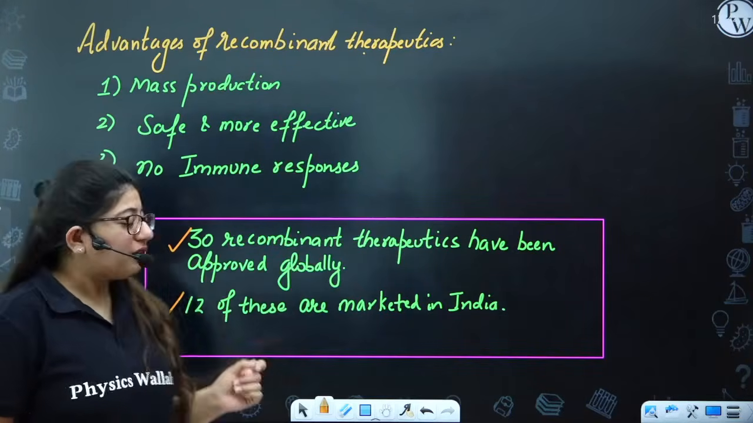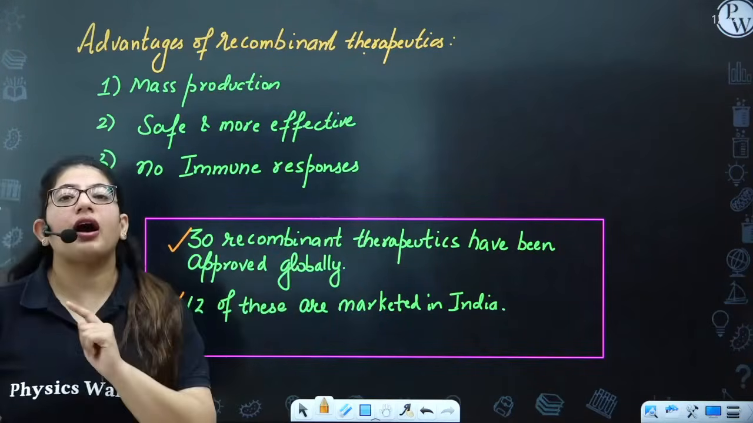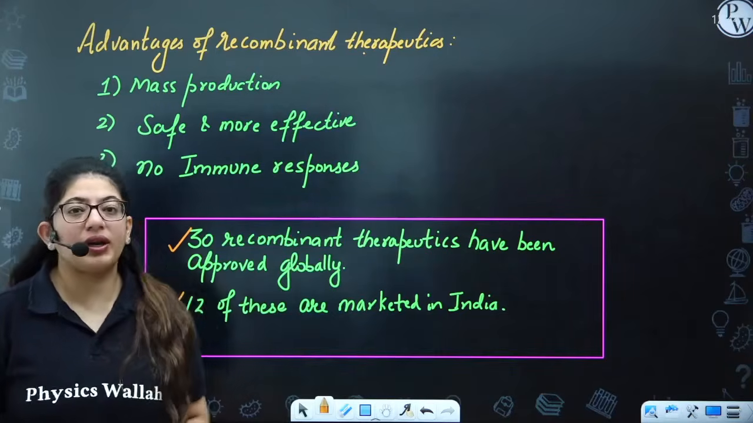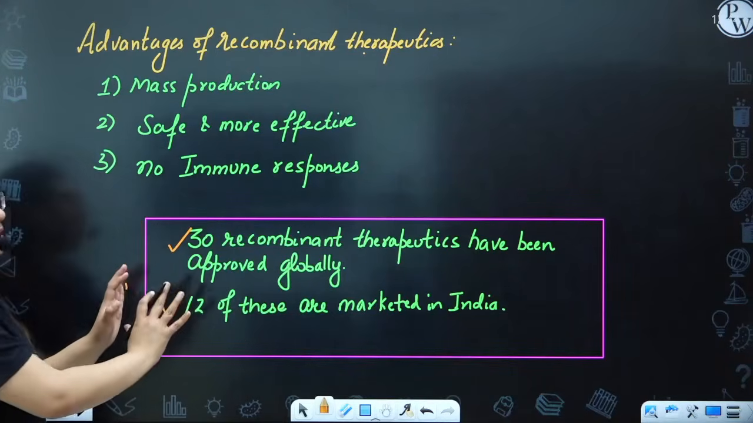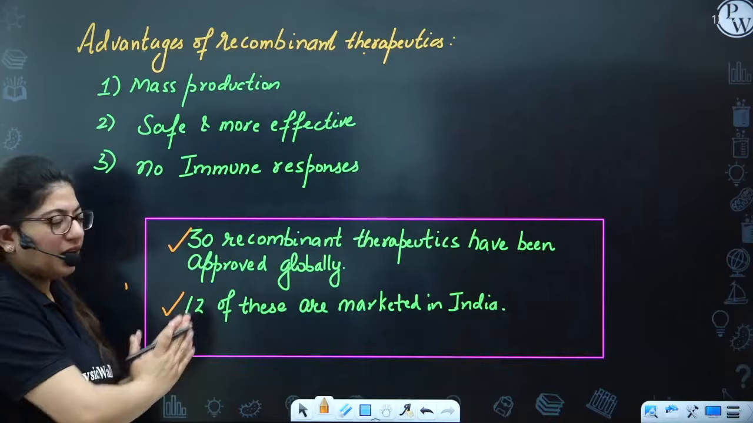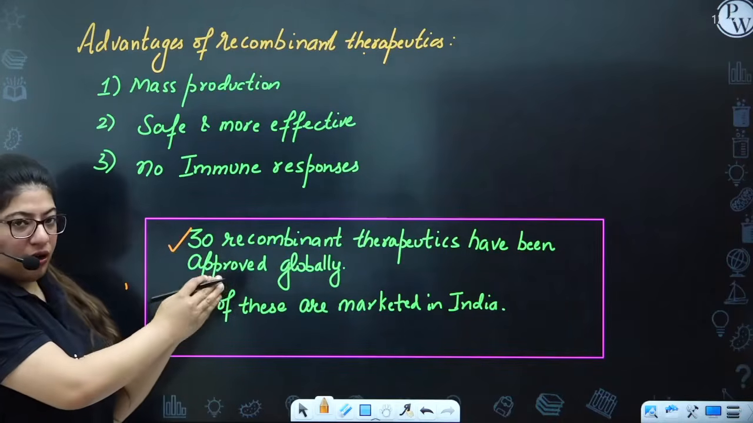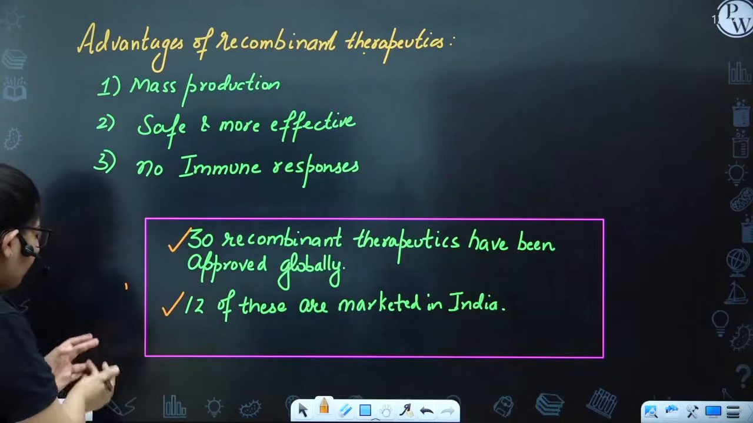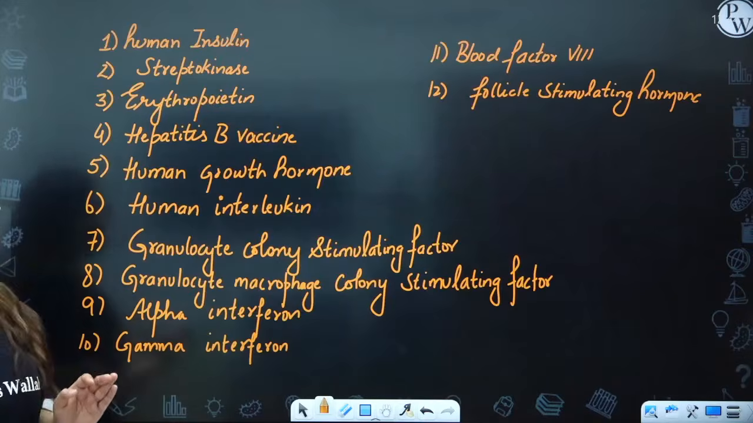But in India, we are only marketing 12 out of these 30. Now, what are these 12? Let's see. You must memorize these. How many are marketed in India? How many have globally already formed? Okay. Now, let's see what are these other 12.